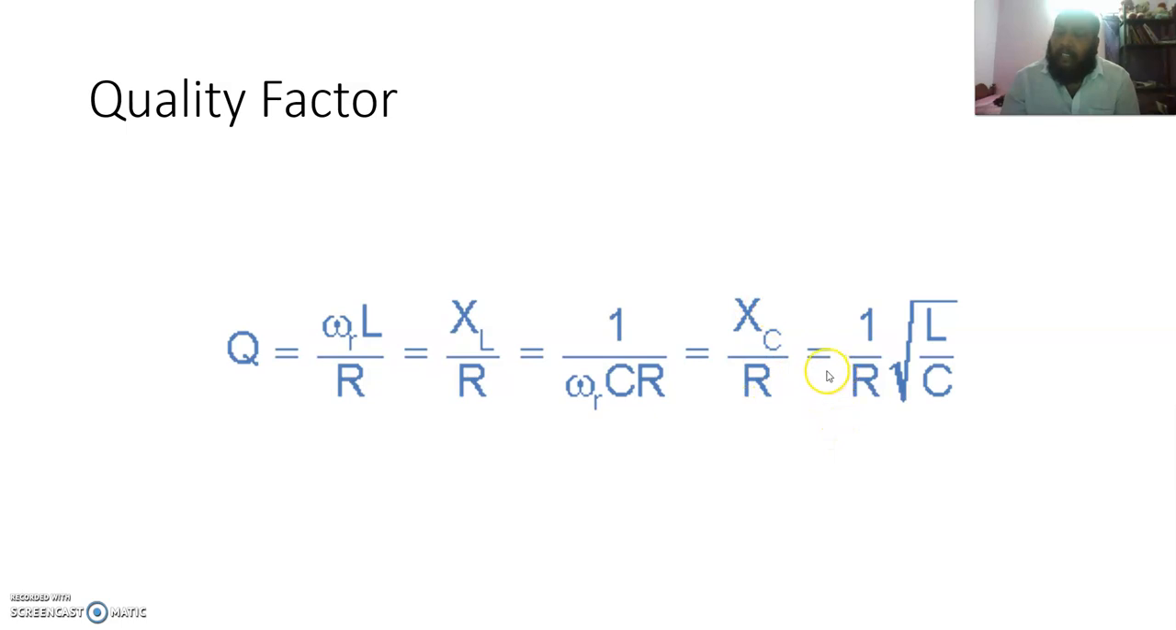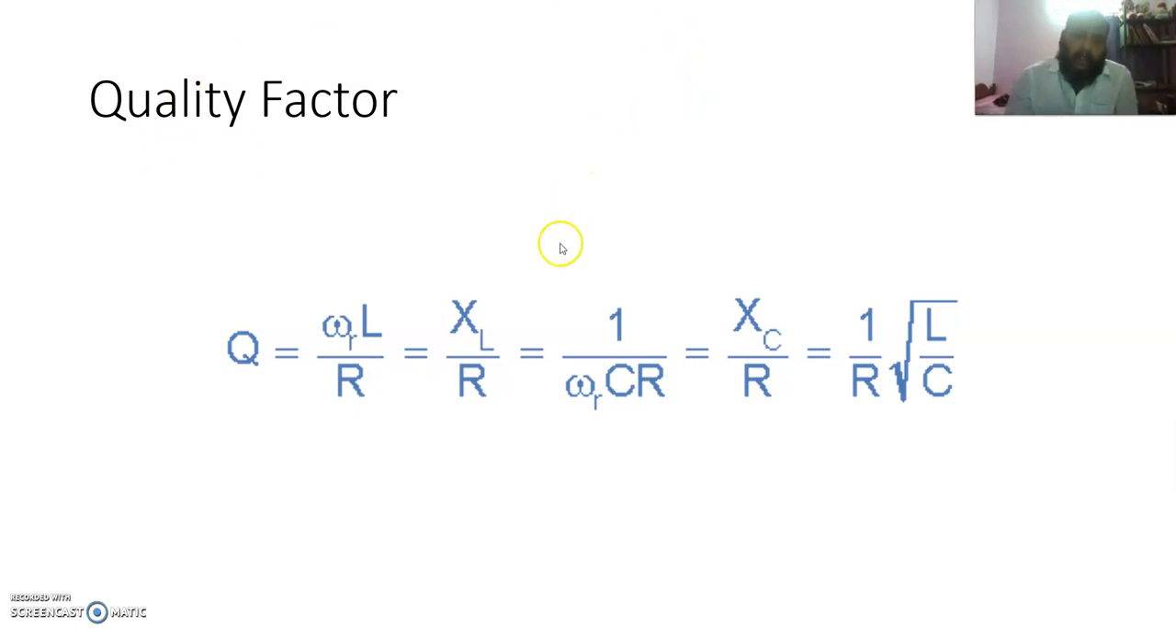If you are considering both inductor and capacitor, then we can use the formula 1 by R root of L by C. The quality factor can also be defined as energy stored by energy dissipated. That is the selectivity of the circuit.